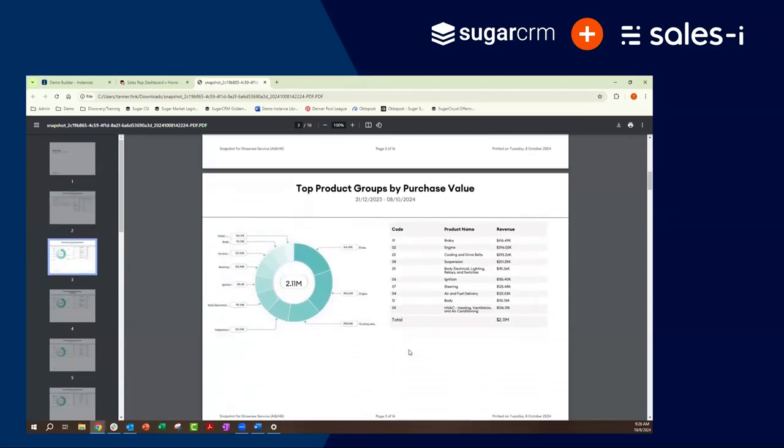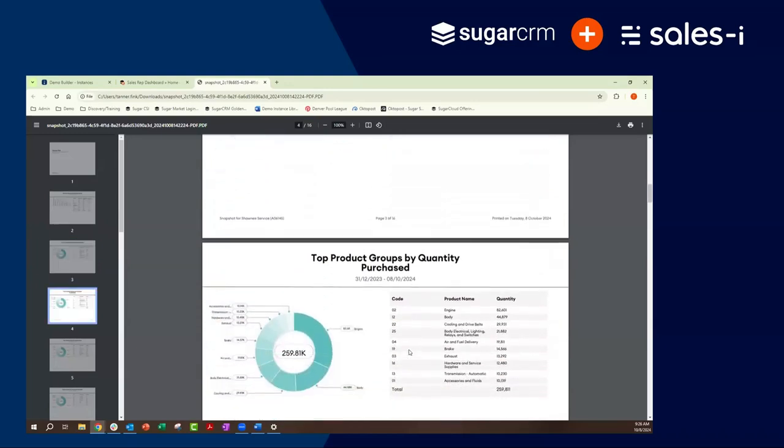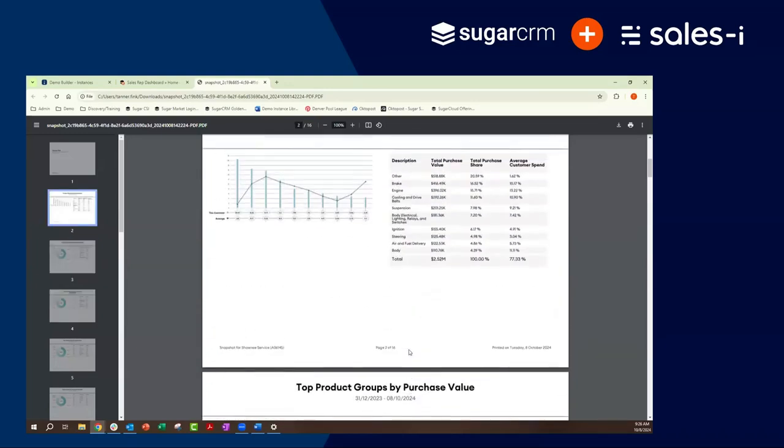And again, all those reports related to that screen I was just looking at, I can pull into a document to share with my customer.